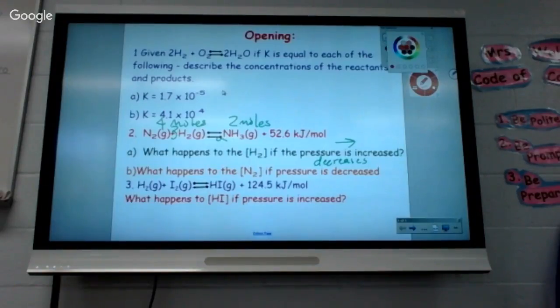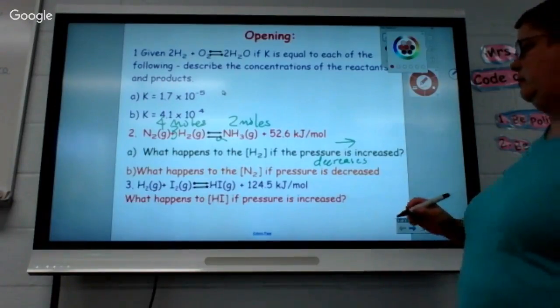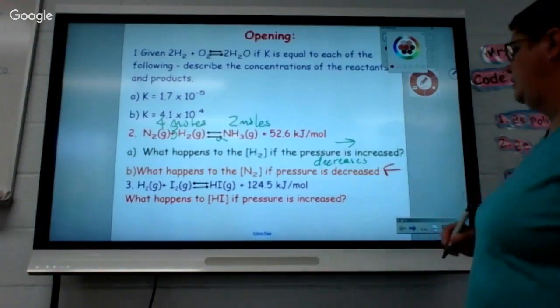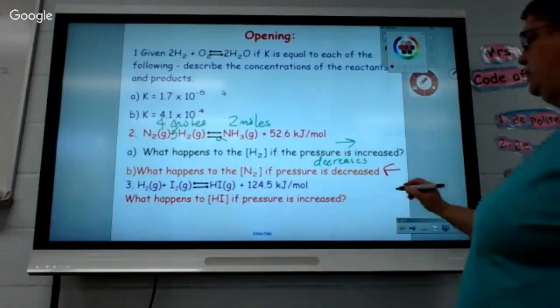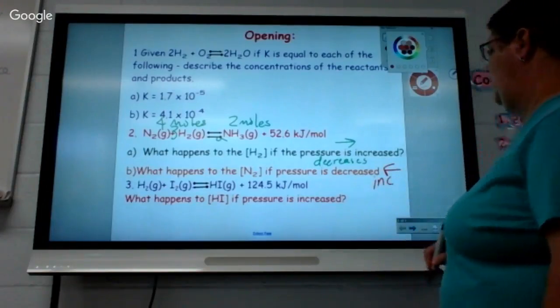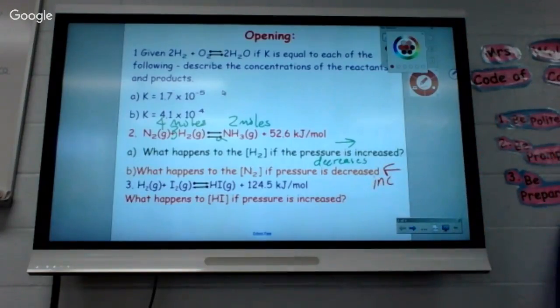So looking at nitrogen, if pressure is decreased, it's going to the side of what? All right, so it's going to which side? So it's going to the left. So if it goes to the left, what happens to nitrogen? It increases. All right, and the last one I gave you is number 3.